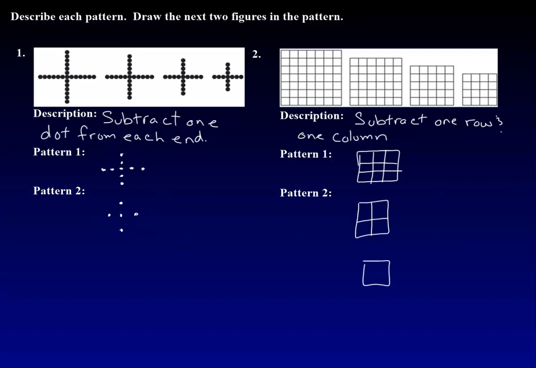And if we look at these 2 patterns, if you continue them on, at some point I can't go any further. This is a finite sequence. If the sequence can continue on forever, then we would call it infinite. These 2 sequences are both finite. And with that, that is how you describe each pattern and draw the next 2.